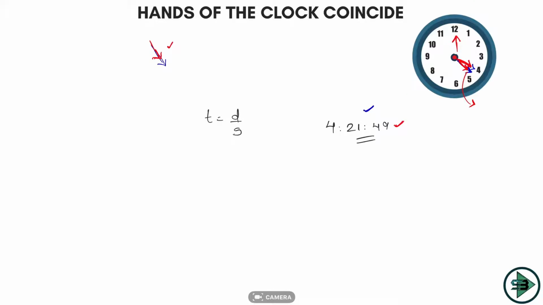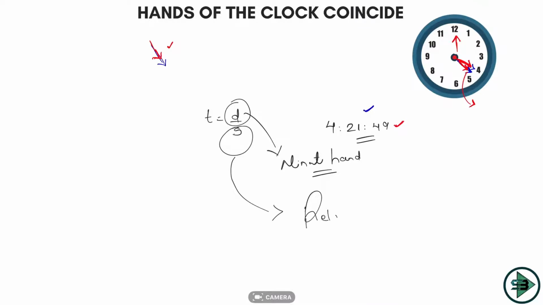What is the distance? Distance is always traveled by whom? The minute hand. Why? Because the minute hand here is chasing your hour hand. So distance is always traveled by the minute hand, and the speed that you write is always the relative speed. Okay, it is always the relative speed of whom? Relative speed of the minute hand, because it is chasing the hour hand. So how many degrees is it traveling in 1 minute? Okay, that's the concept that we use to solve problems on coincide.